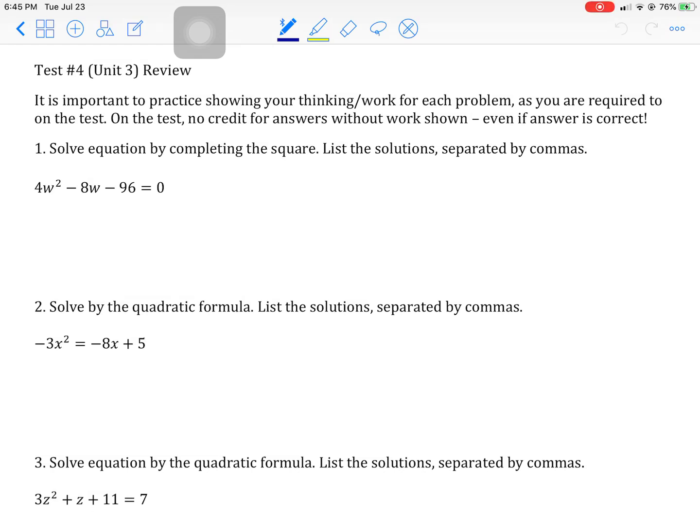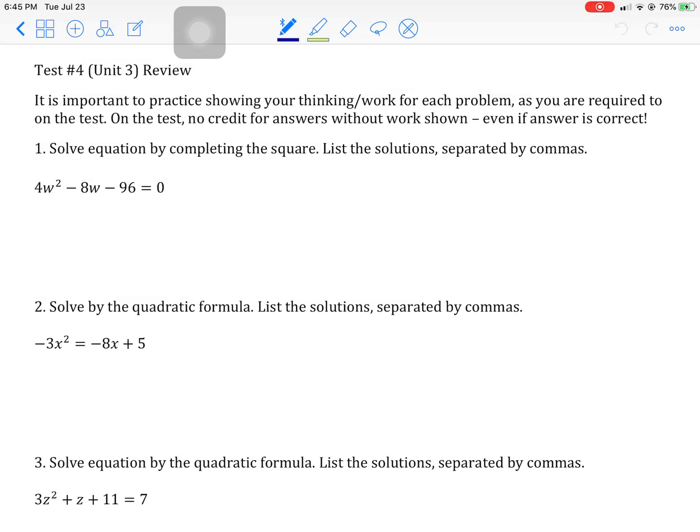All right, review for Unit 3, which is for Test 4. It's important to practice showing your work, thinking out how you approach each problem, because you're required to on the test. On the test, you'll receive no credit for answers without work shown. So supportive work, just not writing any old thing down. It has to show your thinking about how you arrived at this answer. Prove that you understand where this answer came from and how it was arrived at. Okay? So practicing showing your work on here is important, not just knowing the answer.